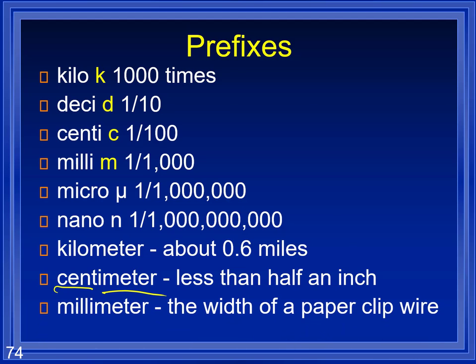And a millimeter was where those lines were on the meter stick. So it's going to be about the width of the wire on a paperclip. Not the whole paperclip, just the wire. How wide is that wire? So a millimeter is a tiny one. So that means micrometer is so small you can only see it with a microscope. And nanometer is so small a microscope won't see it.